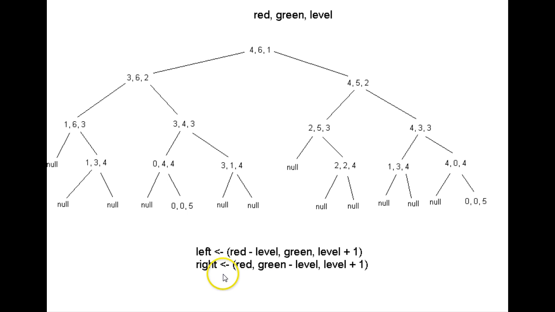And then if you're going to the right on the tree, the number of red blocks stays the same. You're using all greens for that level, so your number of green blocks decreases by the level, and then you increment the level. Okay, so that's like a general idea of how to do it.